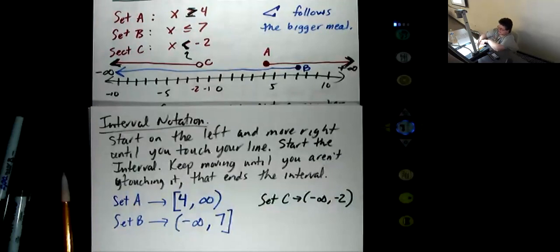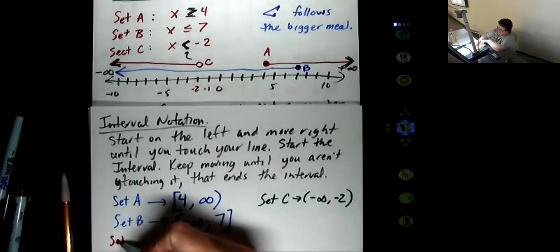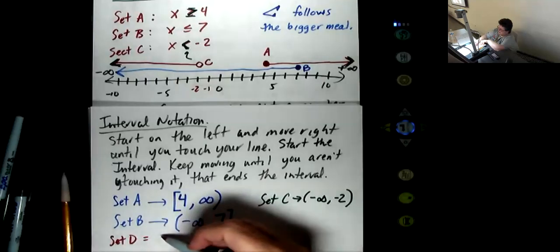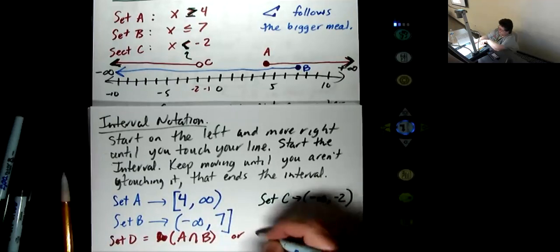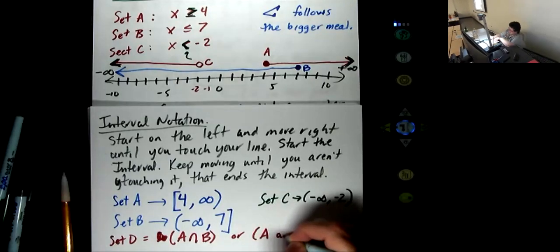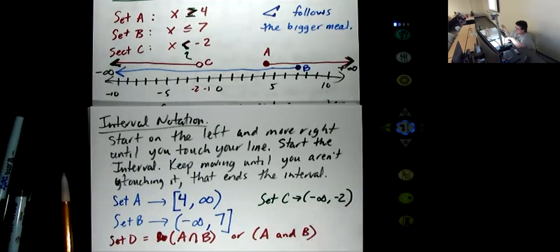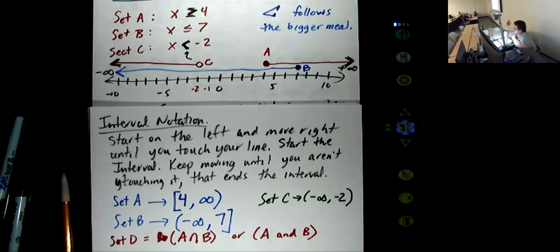Let's add some new sets to this. I'm going to do set D, and there are two ways of writing it. We can write it as A intersect B, or another way of putting it that I prefer is A and B. The intersection means it has to include both groups.